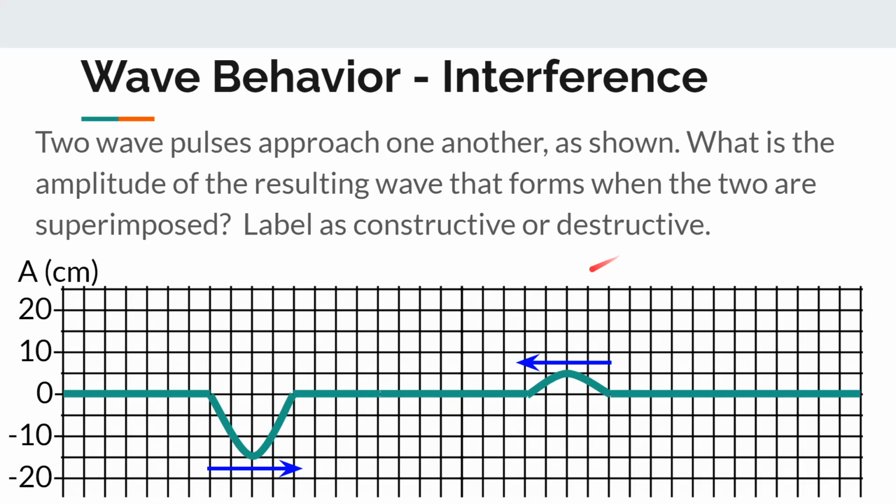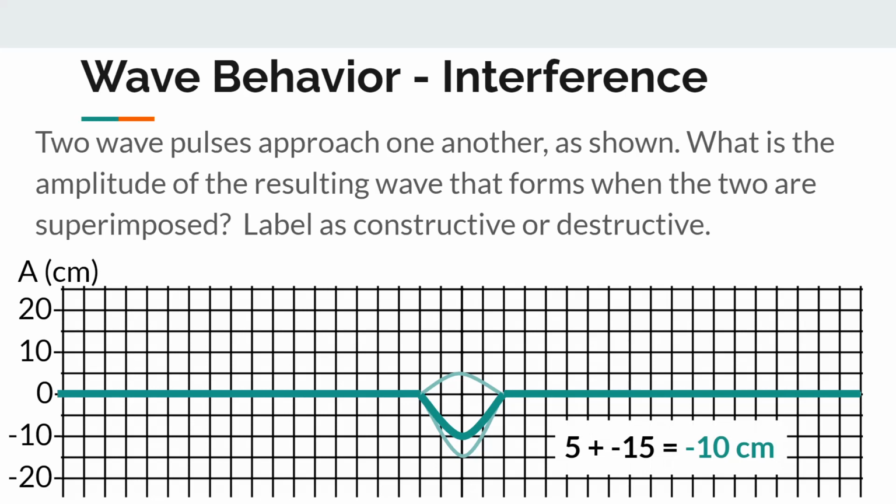Now I have two waves moving toward each other, again through the same medium, but this is going to be destructive interference. They're going to cancel each other out, at least partially. If they were the exact same height, by the way, they would completely cancel each other out. They're not, so you're not going to get complete destructive interference, but this time I have -15 and +5, and so the amplitude is going to be -10. 5 plus -15 is -10 centimeters, and that would be what my resulting wave would look like. That is due to destructive interference because they are displacing the medium in opposite directions.